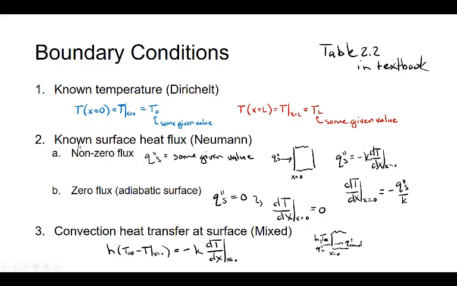The second type of boundary condition is a known surface heat flux. These are sometimes called Neumann boundary conditions. A non-zero flux means that the flux is specified at some given value at a particular location. Here we have written the known given flux at x equals 0. The flux must equal the conduction heat transfer rate into the medium by applying a surface energy balance at x equals 0.